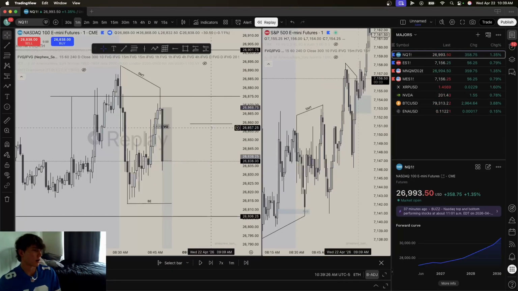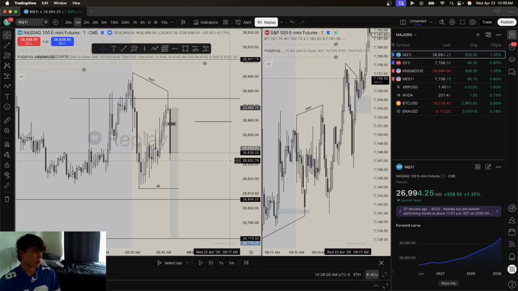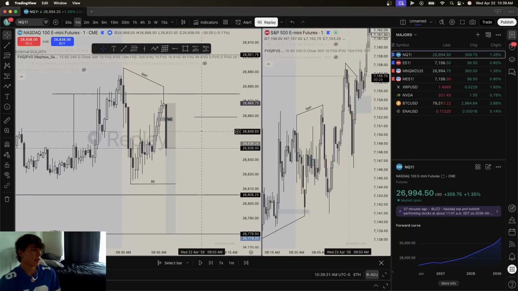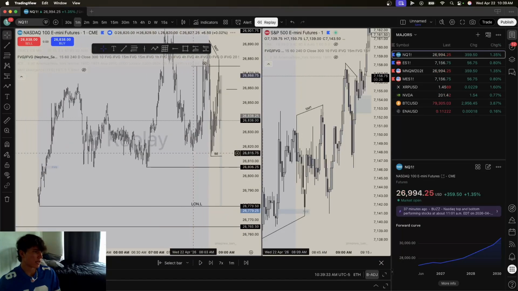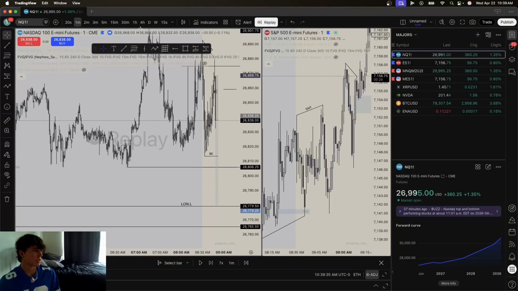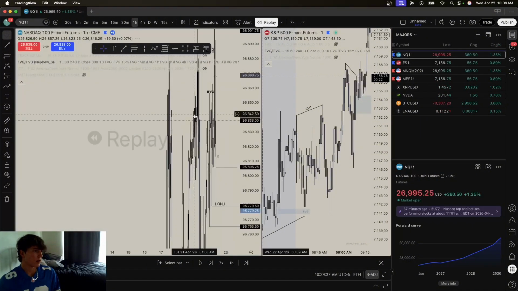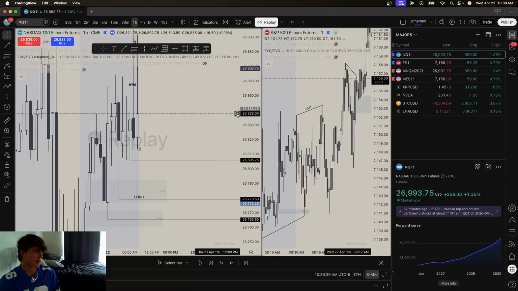So we got our confirmation here, one of my confirmation models, the ICE model. And now I entered shorts. What I was looking for was to target our London low down here, which is a significant draw on liquidity. There's kind of two scenarios in this play, right?